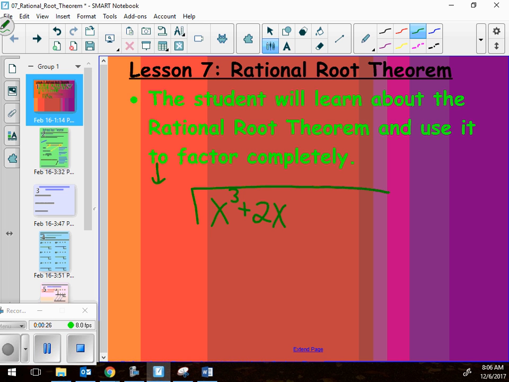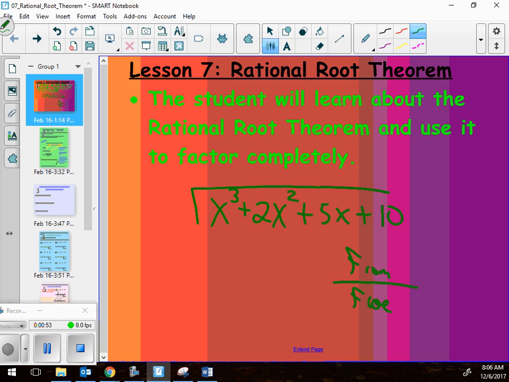Let's say I had this problem, plus 5x plus 10. How do you know what you could possibly put out here? Typically we would say, oh, by the way, x plus 2 works. But what if you don't know what to put out there? Here's how you do it. You do the factors of the constant over the factors of the coefficient.